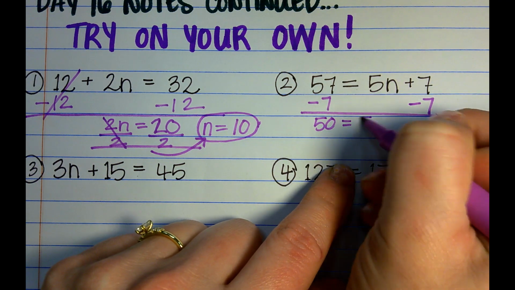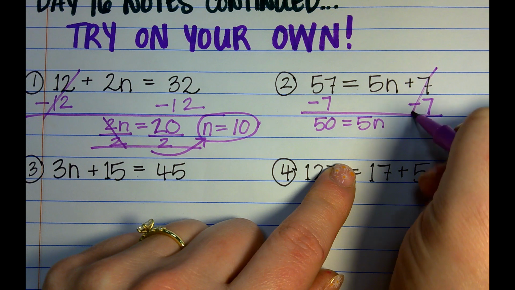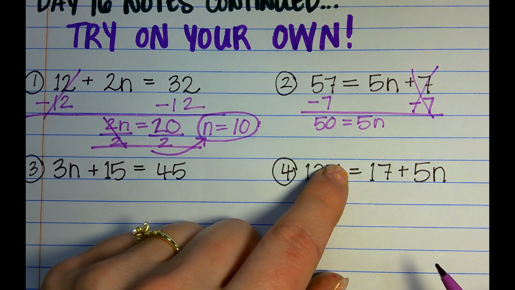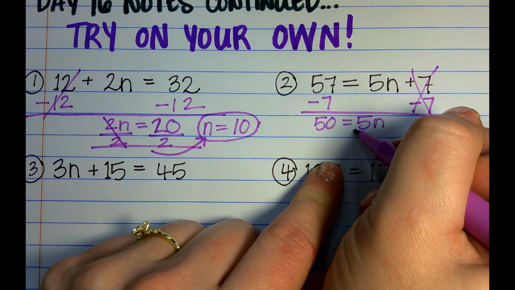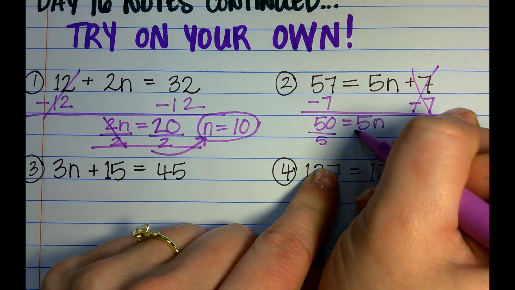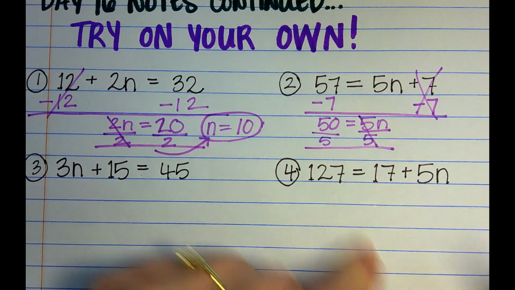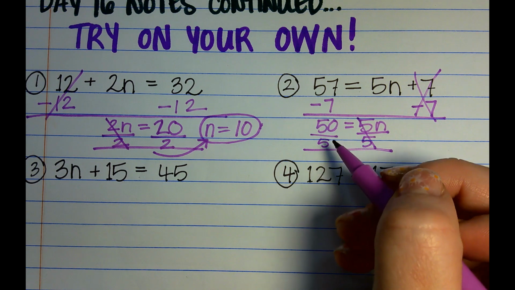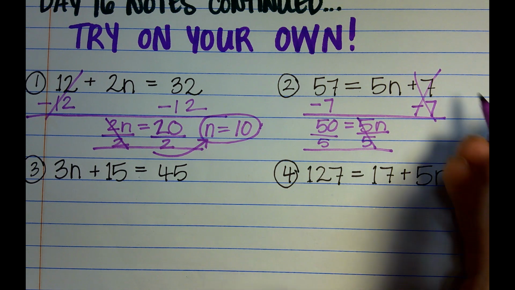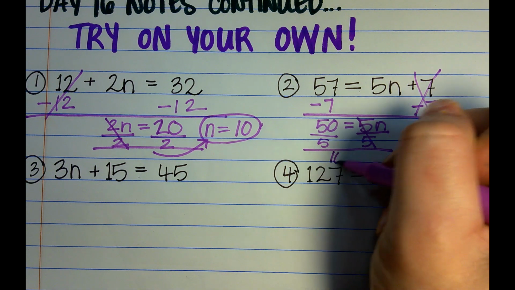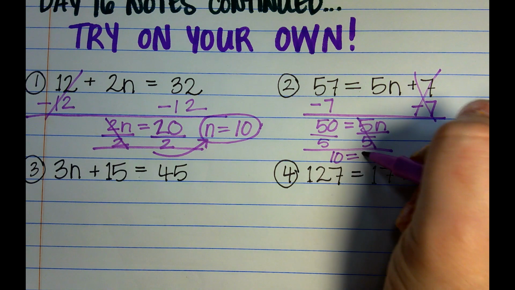Bring down the equal sign. Equals 5n. 5n, and my 7's cancel. Yep, they canceled. Good. And then you're going to put 5 over 50 and 5 under 5. Good. And you cancel out the 5s. And 50 divided by 5 is 10, so 10 equals n. Perfect. 50 divided by 5 is 10.